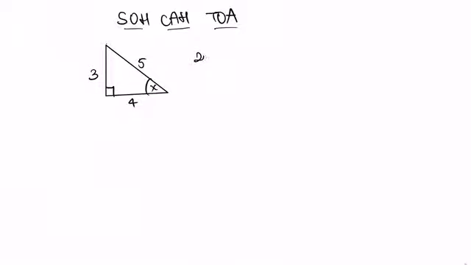So in this case, sine of x equals 3 over 5. Cosine of x will be equal to 4 over 5. And tangent of x is equal to 3 over 4.